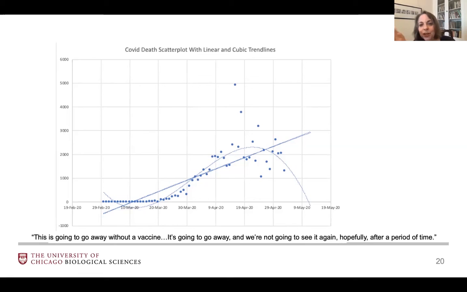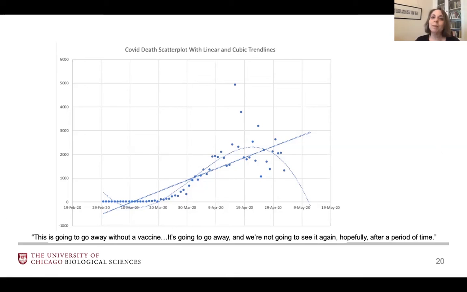And it was staring at this that we heard a statement that this is going to go away without a vaccine. It's going to go away, and we're not going to see it again, hopefully after a period of time, which is based on what really is a very naive way to model it, which again has nothing to do with any knowledge of the disease or population mechanisms. It's just literally what's a nice way to connect the dots. So we're now going to move on to two much better ways to model infectious disease.